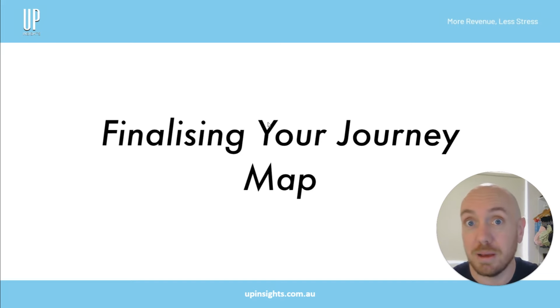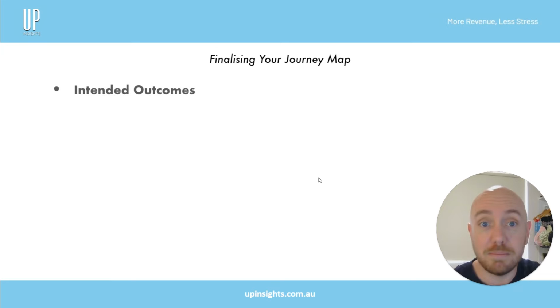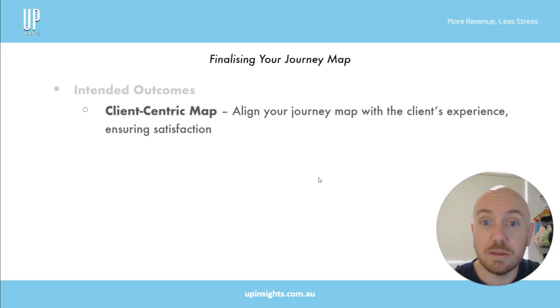So, finalizing your journey map. This is the good stuff. We're very, very close to done here, although we're never really done, and we'll talk about that a bit as well. So, finalizing your journey map, intended outcomes. We're going to create a client-centric map. So we're going to align your journey map with the client's experience, ensuring satisfaction. Not just satisfaction, but a step above satisfaction as well. Delight, I think, is a common word that's used. But the goal of this entire course is not just to create a map, but to create one that creates an excellent client experience. So the whole way through it, every turn, they should be happy, they should be loving life, and they should be thanking you for it.